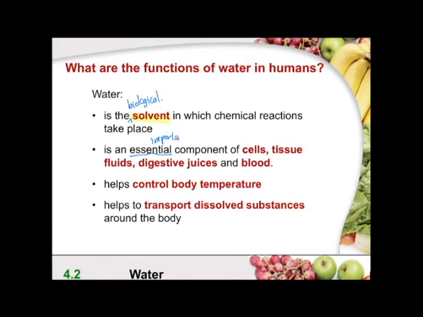I will try my best to explain some of the jargon words for the audience. Water is an important component of your cells, tissue, digestive juice, which usually contains enzymes, which we will be covering in the next chapter, and of course the human blood.